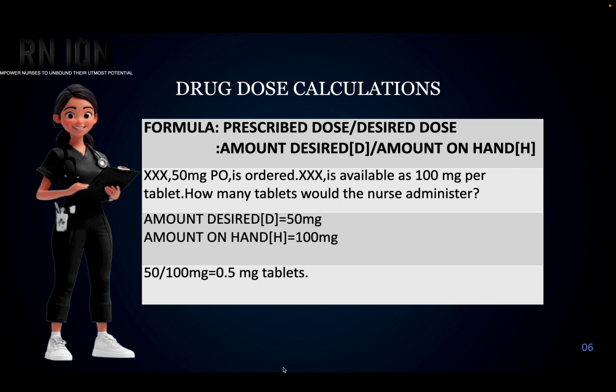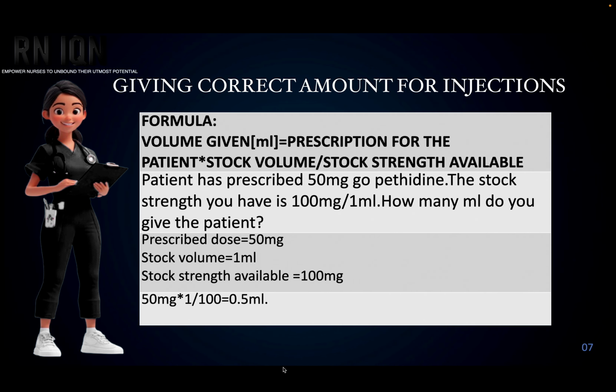Always keep in mind to follow the formula and apply it correctly to the appropriate situation. In order to calculate the volumes for injection, use this formula. Here they are asking how to administer the correct amount of an injection. To find the volume, use this formula: prescribed dose times stock volume divided by stock strength available.